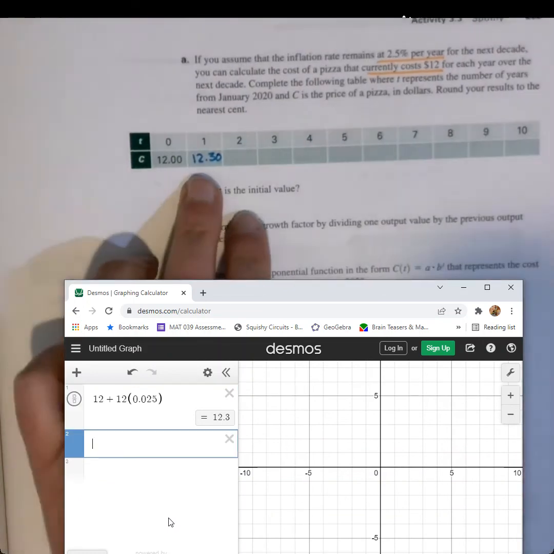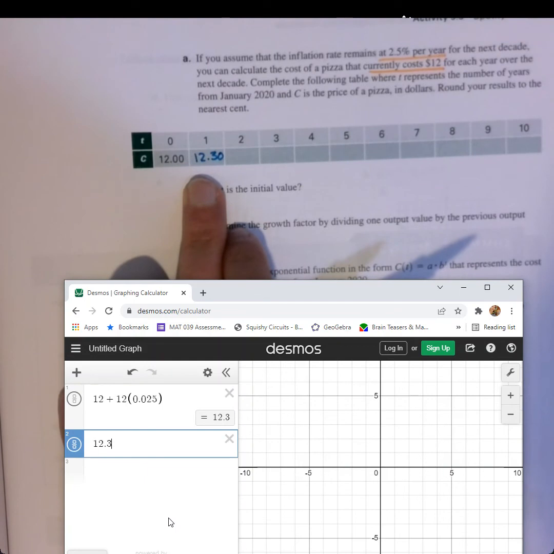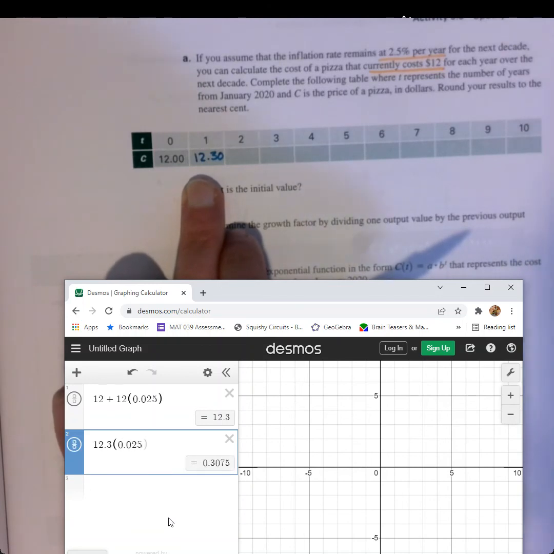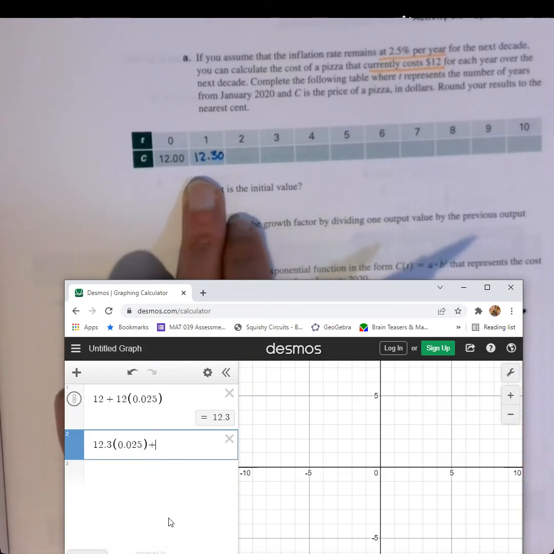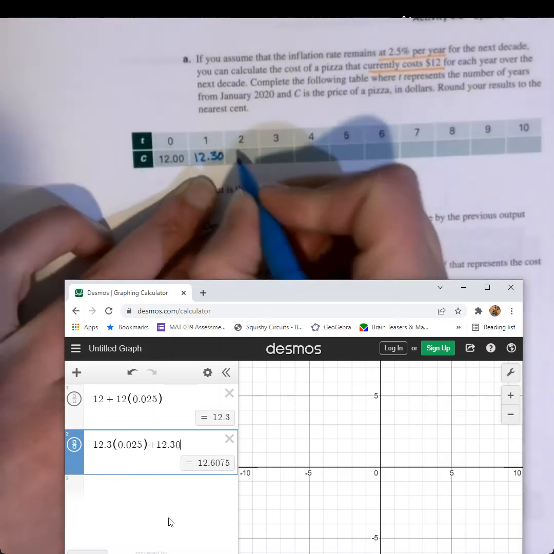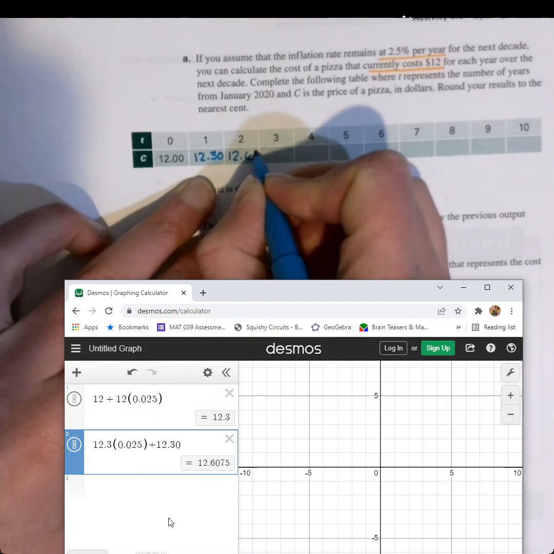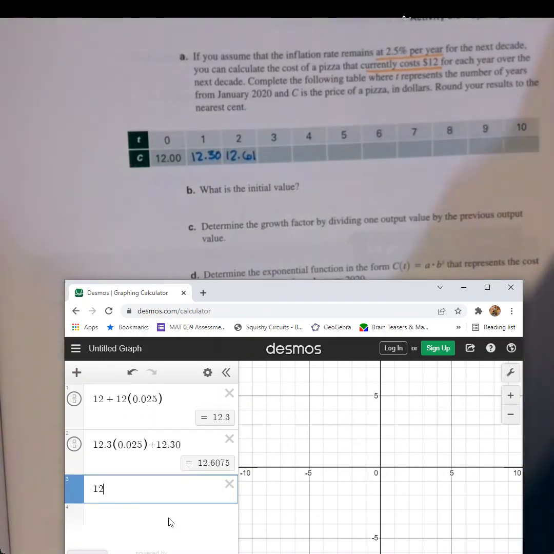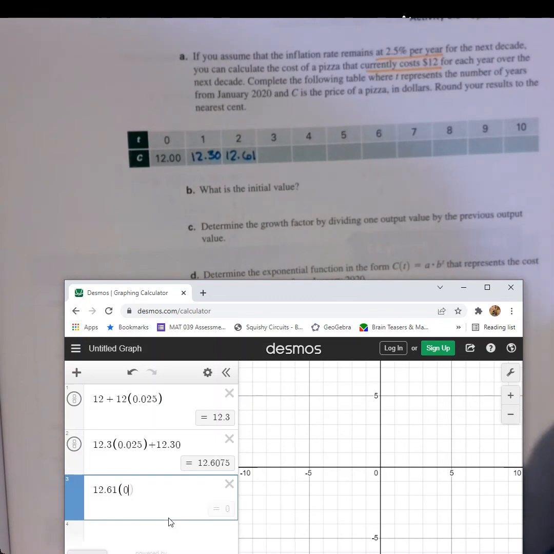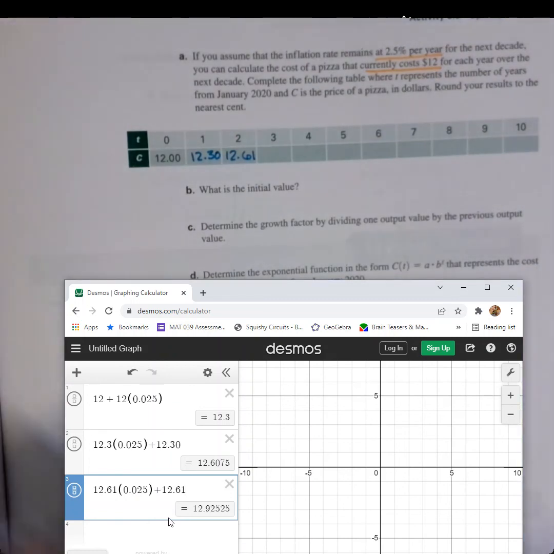Then we're going to take our $12.30 and we're going to do the same thing. We're going to still have inflation of 0.025. So now it's going to cost about 31 cents more, right? So if I add on the $12.30 to this, you can see it would be $12.61. Okay, then again, our $12.61 times our inflation rate plus our $12.61. Now it's $12.93.